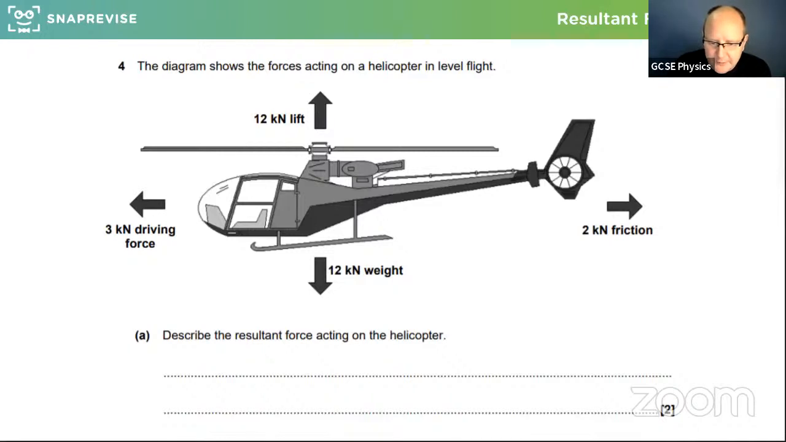Let's move on and do the final few examples here. We've got four questions to have a look at, applying what we've been through. This diagram shows the forces acting on a helicopter in level flight. As a bit of exam technique, I would be inclined to highlight the fact that it's in level flight, which means that vertically it must be in equilibrium.